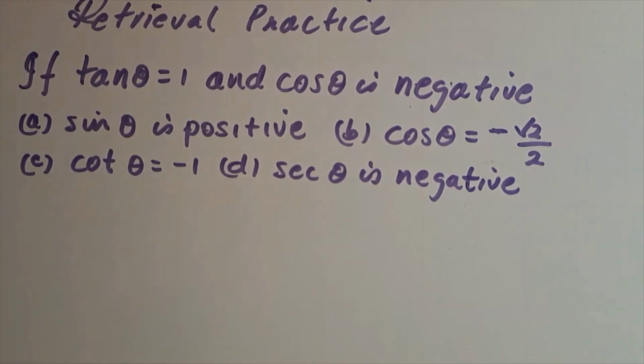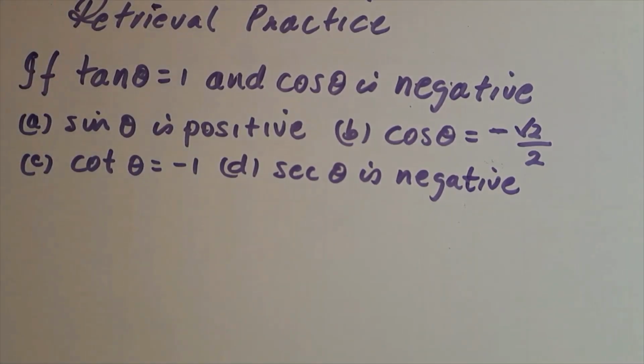Sine theta is positive, cosine theta is minus root 2 over 2, cot theta is equal to minus 1, or sec theta is negative.